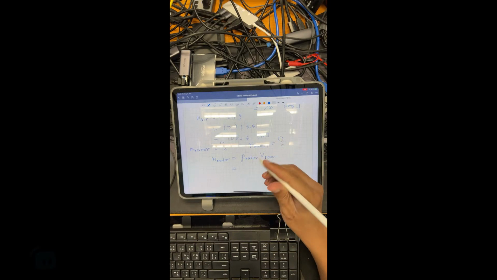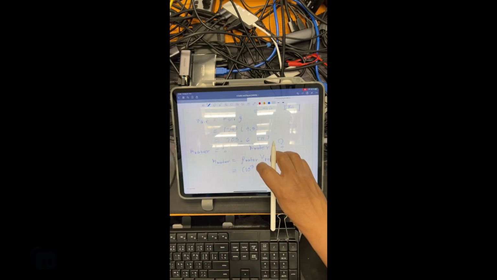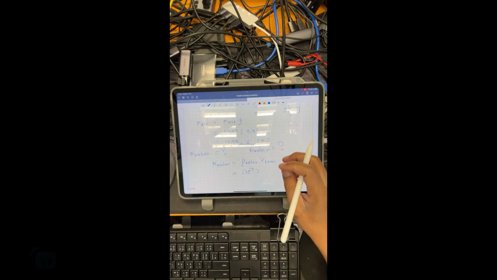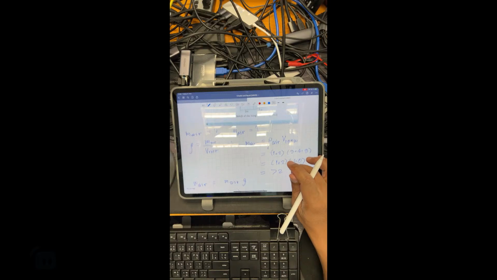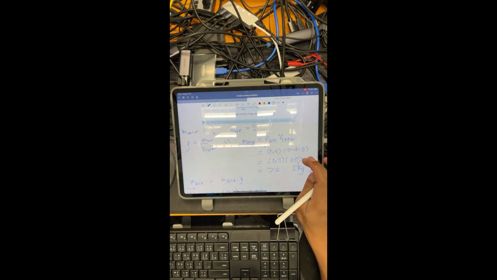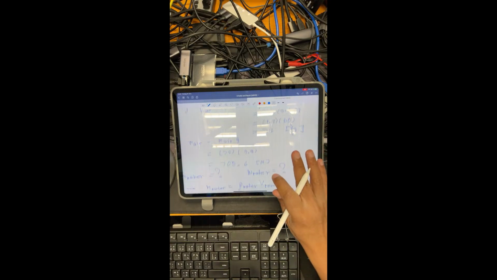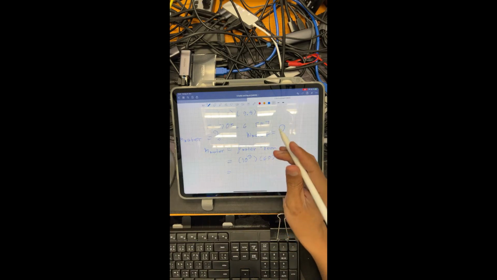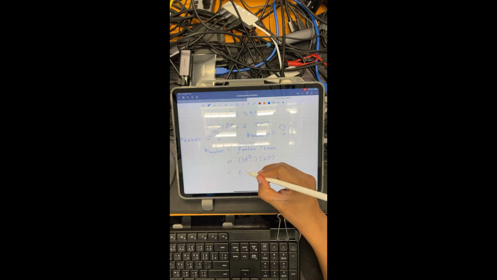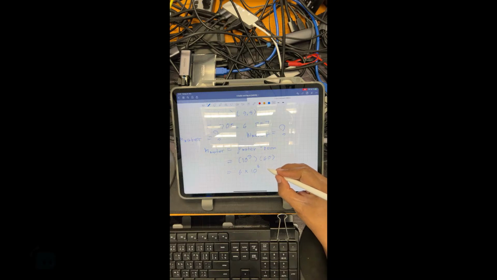And rho of water is 1,000, right? And the volume of this room, as we have calculated before, is equal to 60. So we have 60 cubic meter. When we make the multiplication, we get 6 times 10 to the power of 4 kilogram, right?